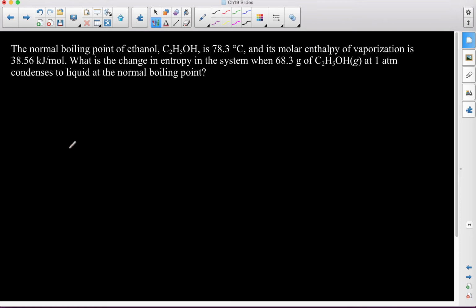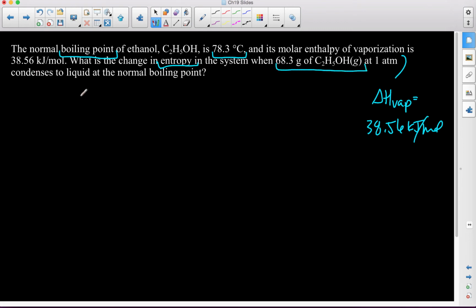Let's go ahead and do a quick practice problem. Kind of like our bomb calorimetry, these problems are just unit analysis. So here we have a temperature, right? The boiling point of ethanol. The word normal does have implication that we'll talk about in a couple chapters. It's molar enthalpy of vaporization. Molar enthalpy of vaporization, that is delta H vaporization, is equal to 38.56 kilojoules per mole. And we also, what is the change in entropy in the system when 68.3 grams of ethanol are condensed to liquid at the normal boiling point?